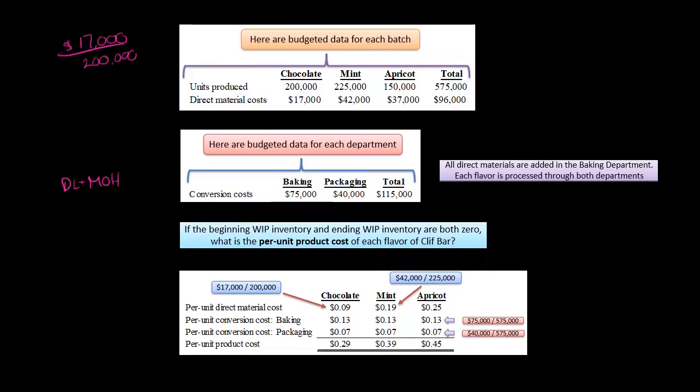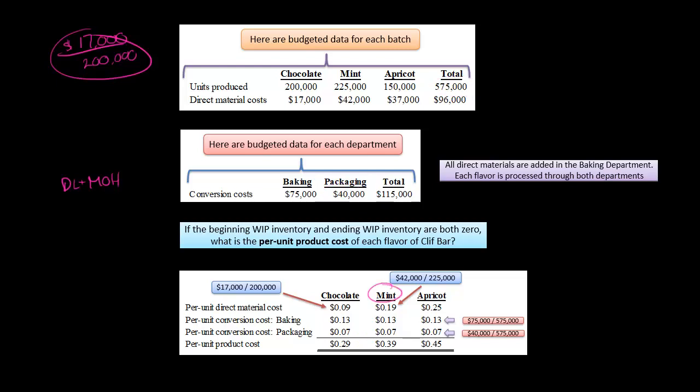So let's take chocolate. And again, we've got the 17,000 divided by 200,000. That comes out, and I've rounded these numbers, so they might be off in your calculations a little bit, to about 9 cents per unit of direct material cost. But then the baking, we've got 75,000 in total baking costs divided by 575,000 total Clif Bars. Again, it's not divided by 200,000 when it comes to conversion costs because this is just accumulated by department, like process costing. So we've got 13 cents per unit for chocolate for the baking, and then we've got 7 cents per unit for packaging. Where did that 7 cents per unit come from? It's 40,000 divided by 575,000 total Clif Bars.